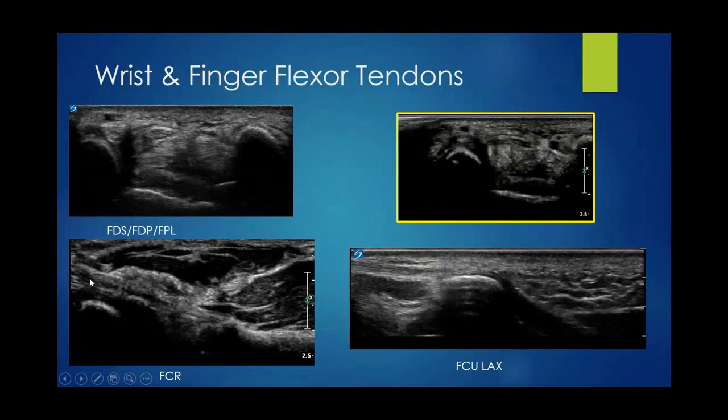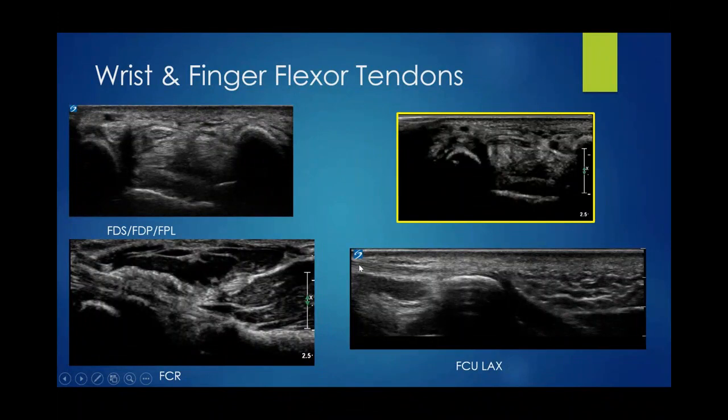This is a very challenging tendon to see all the way down distally, as it lives in its own fibro-osseous tunnel created by the tubercle of the trapezium, somewhat overlapping the tendon. The tendon itself is inserting here into the base of the second metacarpal.